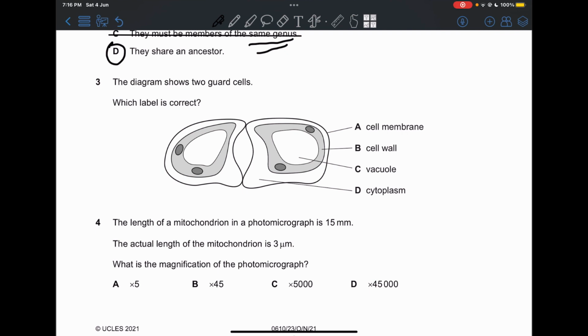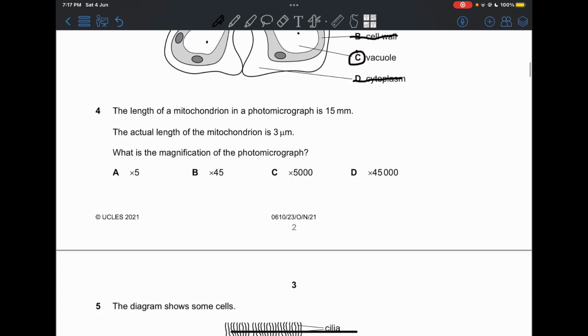Which label is correct? Now, they're asking for the correct label and not for the incorrect label. So you guys have to read the question. They're asking for the correct label over here. So, of course, the cell membrane isn't located over here, so this is not correct. The cell wall isn't here, so this is also incorrect. Now, this is correct. The vacuole is over here, as we all know. So, this is actually the only correct option. Now, let's look at D. This is not the cytoplasm. This is actually the cell wall. So, this is also incorrect. So, C is our answer.